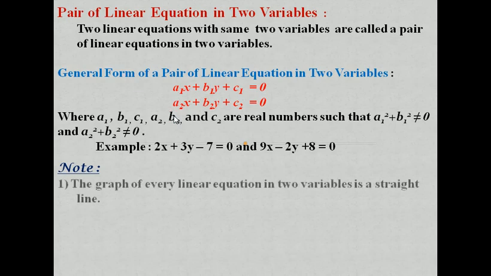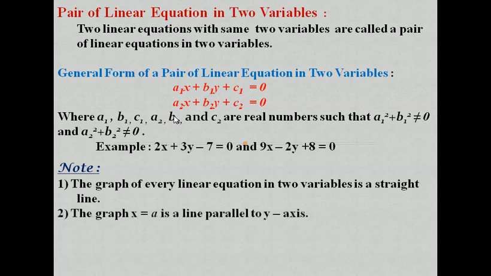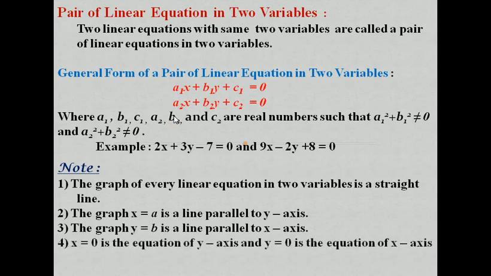Here we have to note that the graph of every linear equation in two variables is a straight line. The graph of x is equal to a is a line parallel to the y-axis. The graph of y is equal to b is a line parallel to the x-axis. If we draw, x is equal to 0 is the equation of the y-axis and y is equal to 0 is the equation of the x-axis.